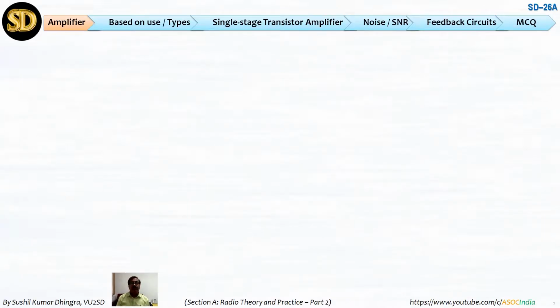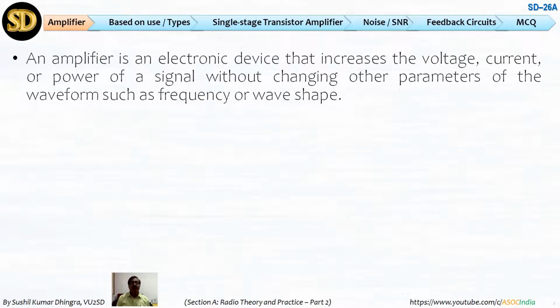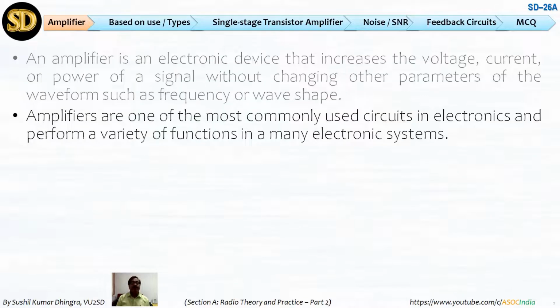Today the first thing is what is an amplifier itself. An amplifier is an electronic device that increases the voltage, current or power of a signal without changing its other parameters. Parameters means frequency, phase, amplitude, wave shape and others. So there is no loss or distortion, and increasing the strength of the signal is called amplification. Amplifiers are one of the most commonly used circuits in electronics and perform a variety of functions in many electronic systems. Everywhere you will find it.